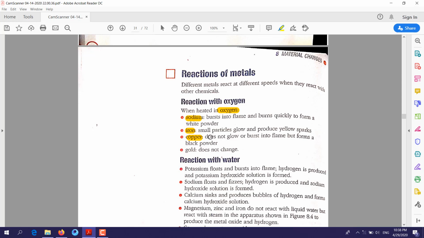Copper does not glow or burst into flame. It forms black powder. Gold does not change. So as you can see here, we have different metals. When they react with oxygen, they react in different ways.